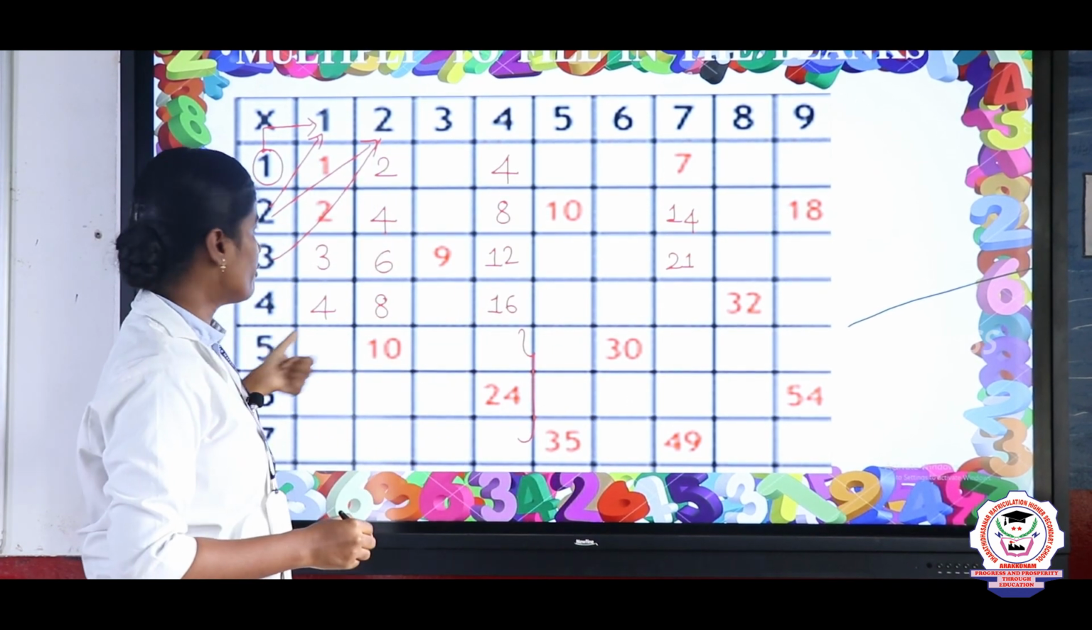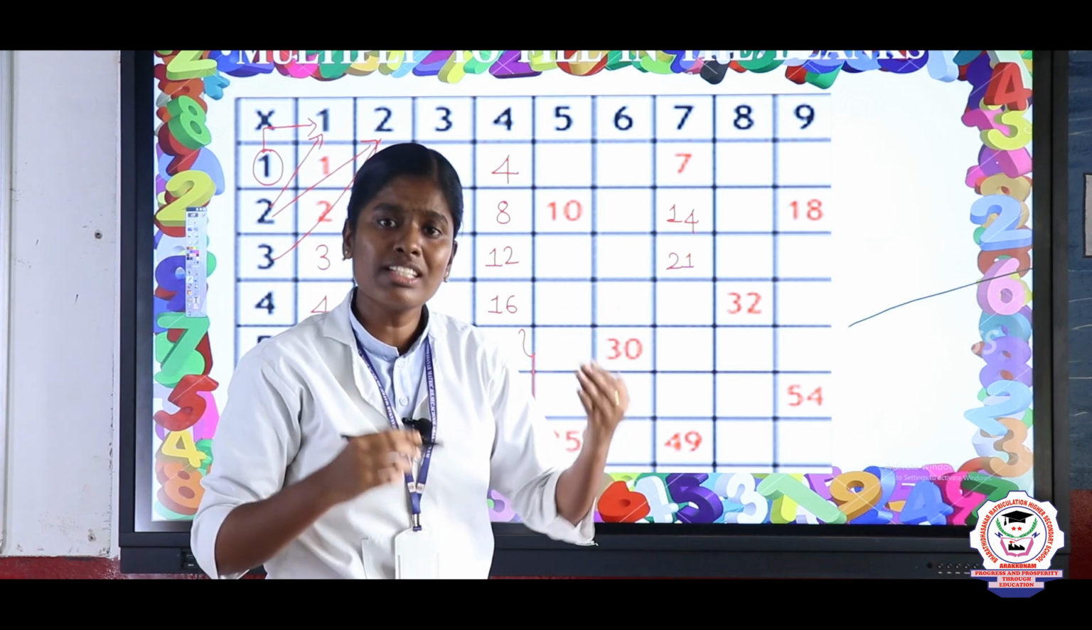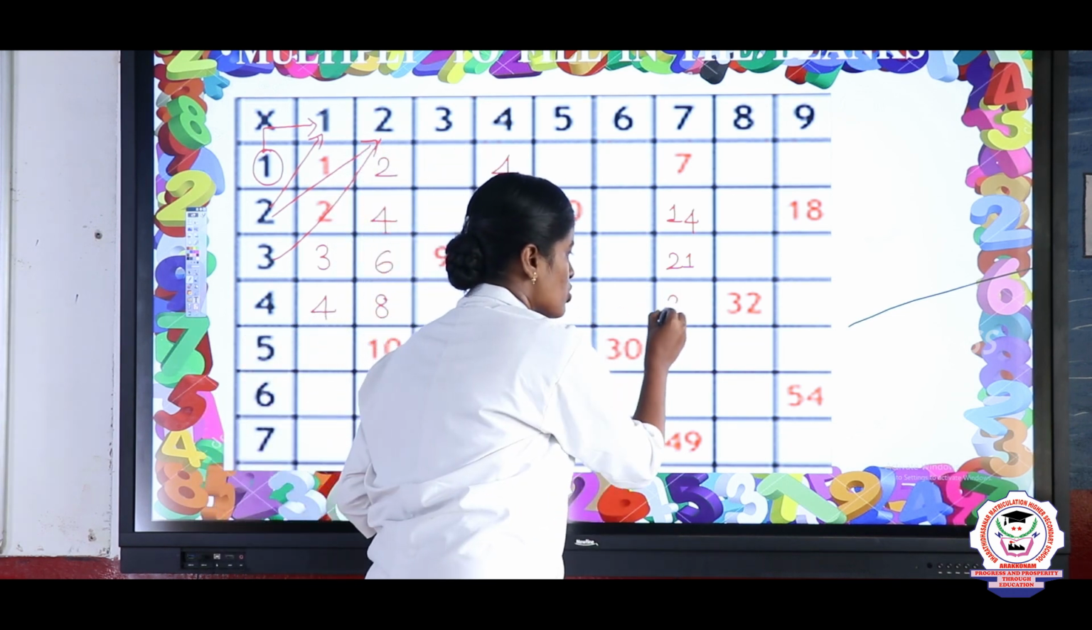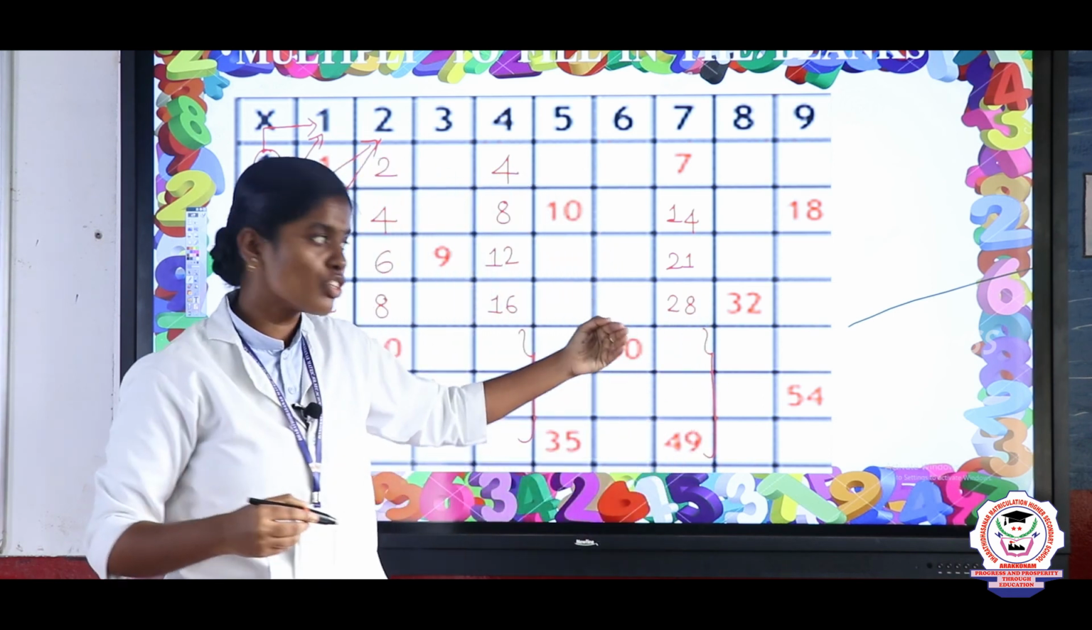Next you will take 4 sevens are. 4 sevens are 28. That is 4 times of 7 or 7 times of 4. So the answer is 28. So remaining you have 3 rows. So 3 columns just you will do.